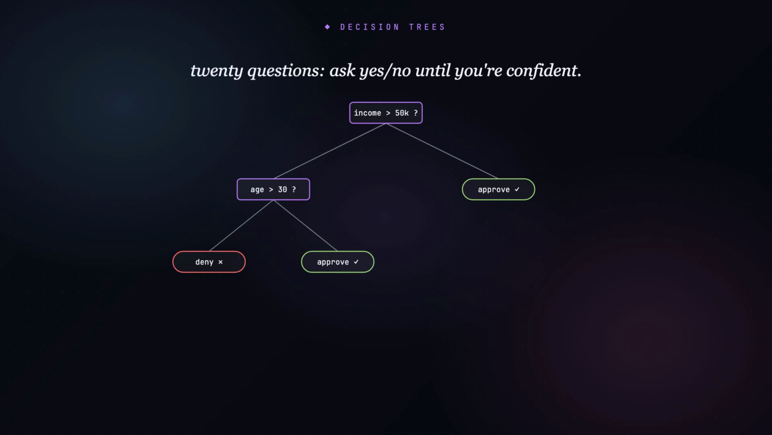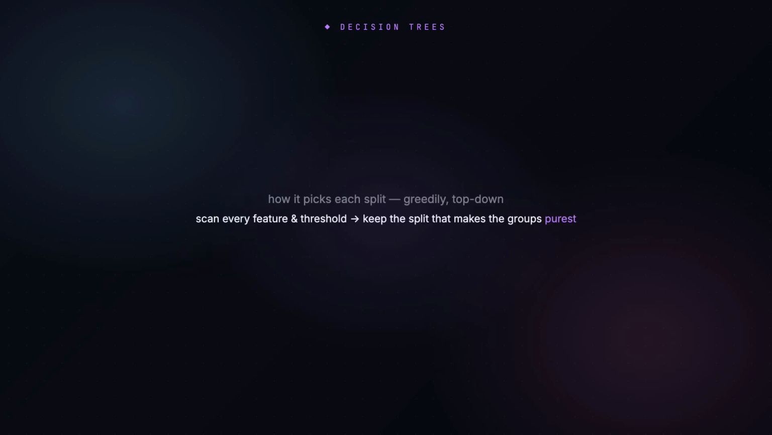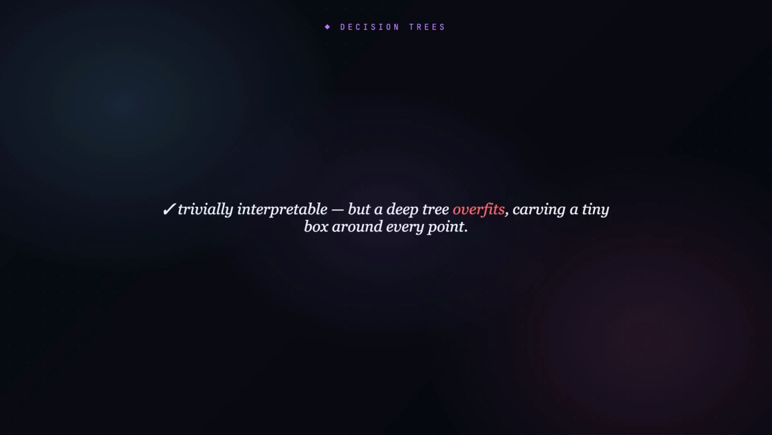At each node it scans every feature and threshold and keeps the split that makes the resulting groups purest, measured by Gini or entropy for classification, variance reduction for regression. A tree is trivially interpretable. You can just read the logic. But left to grow deep, it overfits badly, carving a tiny box around every single training point.